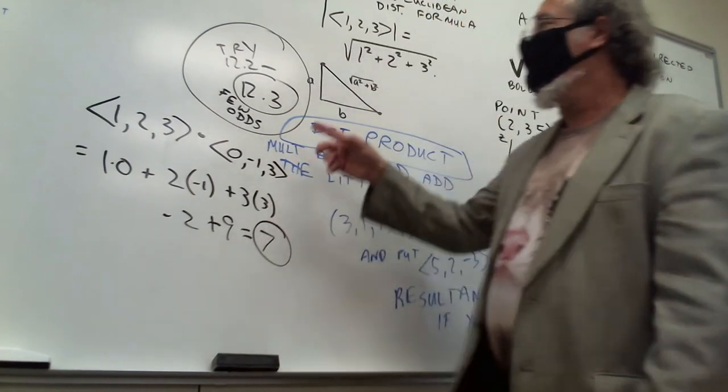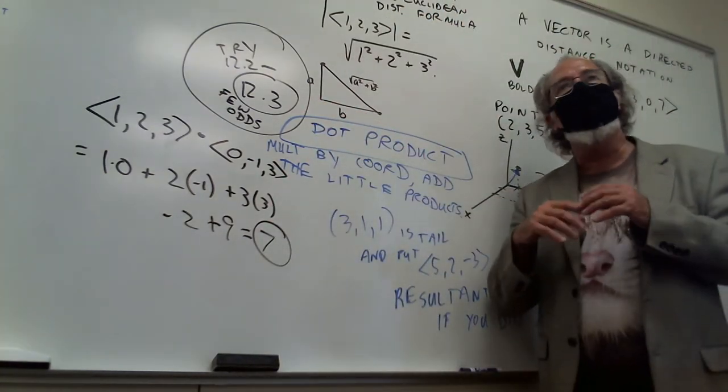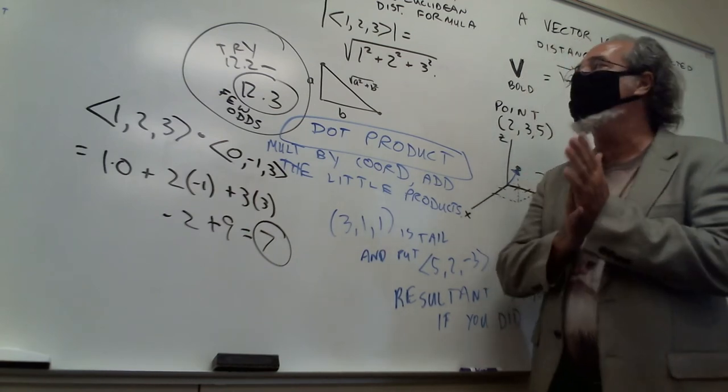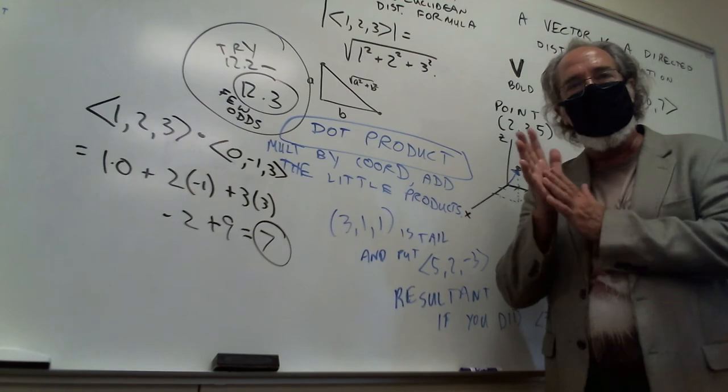class. So 12.3 is going to ask deeper dot product questions than we got into, but try a few 12.2s and 12.3s in the odds, and you'll be right with us.